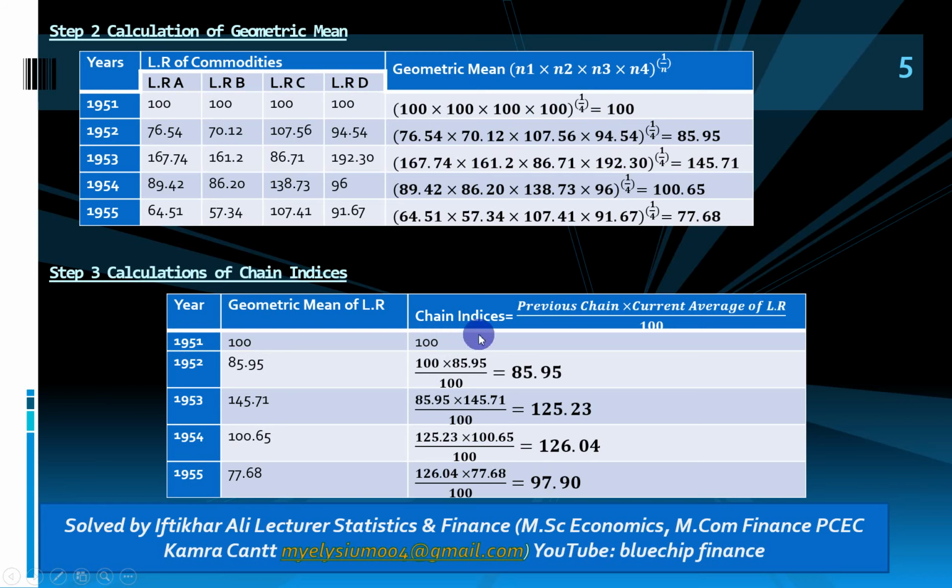Third step is the calculation of chain index. Formula is previous chain multiplied by current average of link relative divided by 100. So previous chain is not there for the first time period, so the first chain index is assumed as 100. From the next time period 1952, previous chain is 100 multiplied by current average 85.95 divided by 100. Chain index 85.95. For 1953, previous chain index 85.95 multiplied by current average 145.71 divided by 100 is 125.23, and so on.